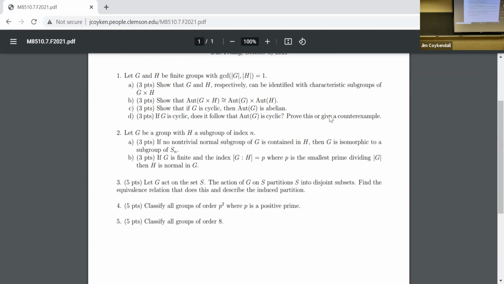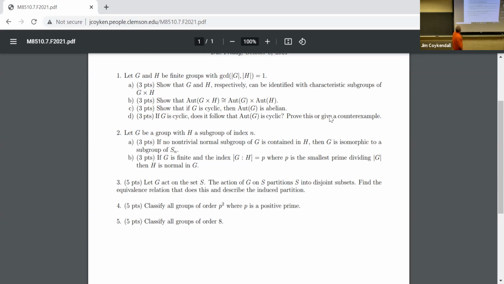Notice that you can remove all this, P is the smallest prime dividing the order of G, if P is 2, because 2 is the smallest prime. So this generalizes. So if you have some odd order group and P is the smallest prime dividing it, and you happen to have a subgroup of that index, it's got to be normal.